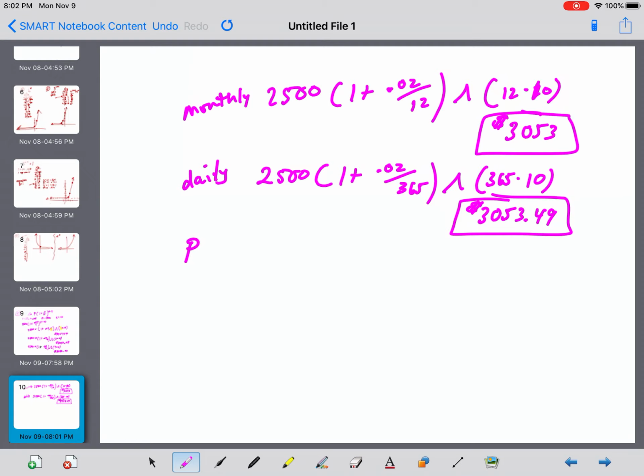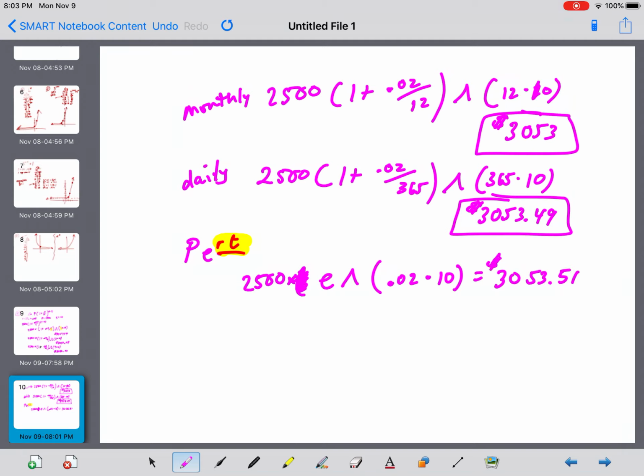And then the last one is compounded continuously, and that's going to be this formula. I call it the PERT formula. But you're going to take 2,500 times e. And this one doesn't need parentheses. You get the e up, and then it'll have the raised to, and then you're going to type in 0.02, that's your rate, times 10 years. So in this one, the rate and the years go up in the power position. The rate and the years are up there in the power position. And this will give you even more money, but not really that much more, only 2 cents more. According to my calculations, $3,053.51.